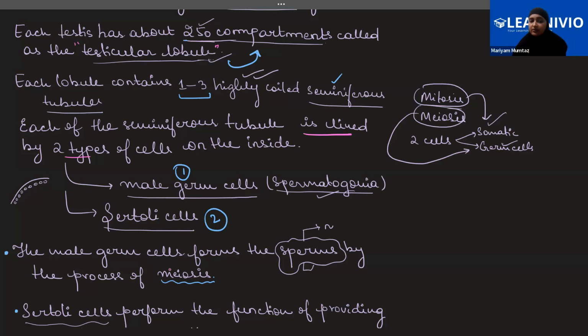So, starting from the outside, we have the testes. The testes contain the testicular lobules. Inside the testicular lobule, there are seminiferous tubules. Then inside the seminiferous tubules, two types of cells are there, male germ cells and Sertoli cells.